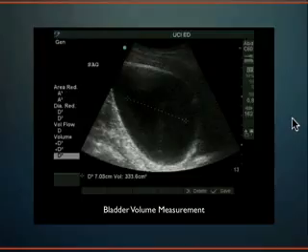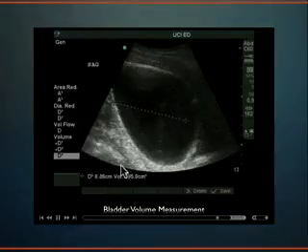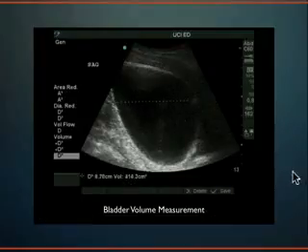And then as they do so, you can see the volume is being calculated down here. It comes out to like 437 cc's of urine. It's a lot of urine.